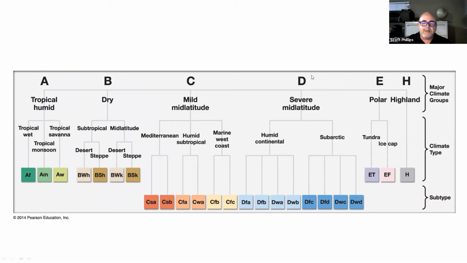And then we'll have one example of a D climate and one example of an E climate. For E, we use tundra, and for D, we use subarctic. All right.